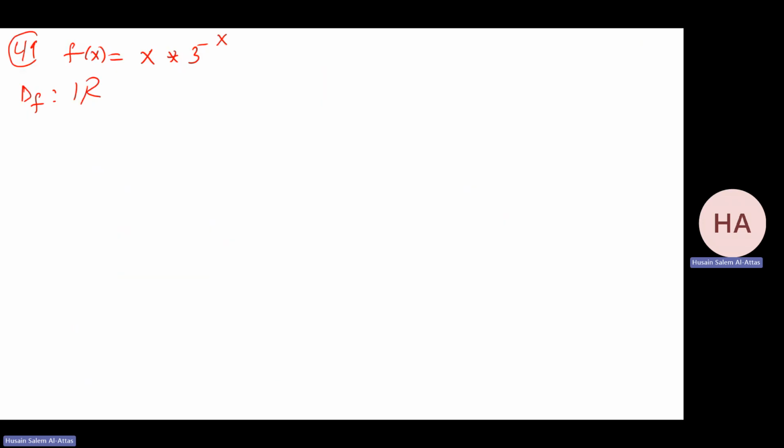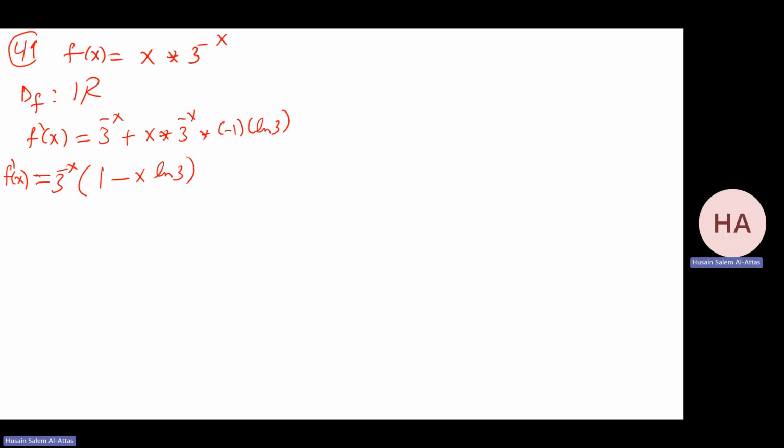So I have f prime. By the product rule it will be 3 to the minus x plus x times 3 to the minus x times minus 1 times ln 3. Okay, so I can take 3 to the minus x as a common factor. I have (1 minus x ln 3). This is f prime.